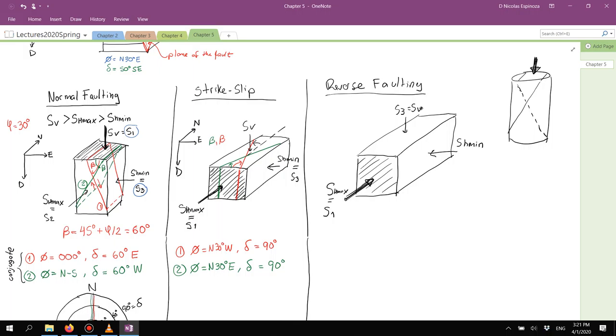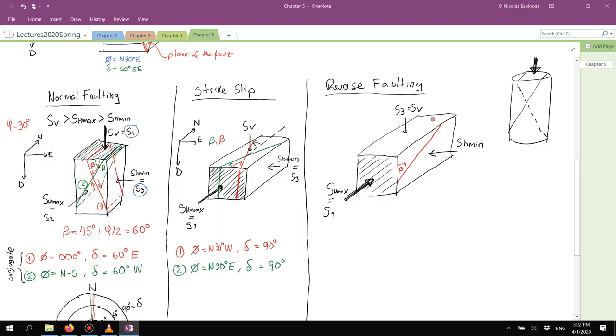And what is going to happen now? As S1 or SHmax pushes and fails the material in shear, notice that now these blocks are going to have to move along the direction of the maximum principal stress, but also pushing up against the minimum principal stress, which is vertical. So in this case now, the fault I would expect is not going to be very steep. It's going to look like this, again at an angle beta from the plane of S1 towards the plane of the minimum principal stress.